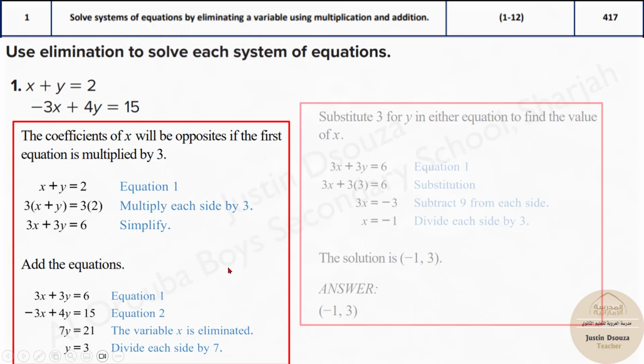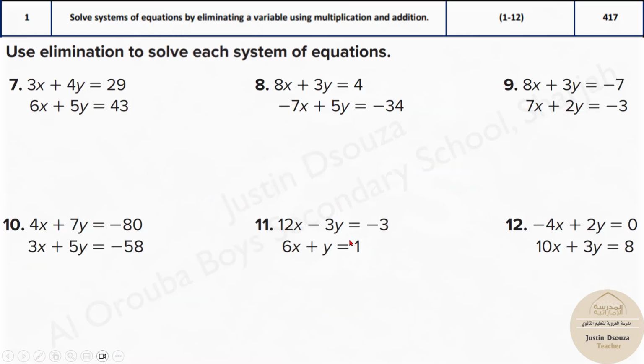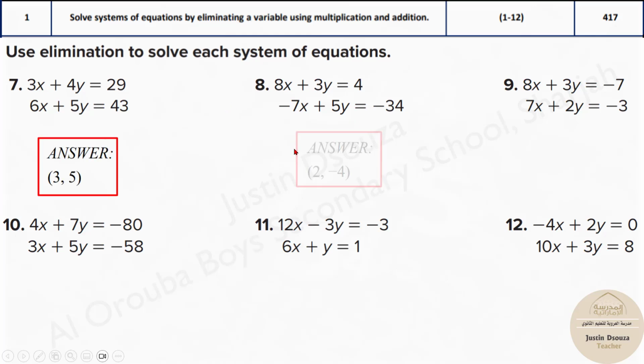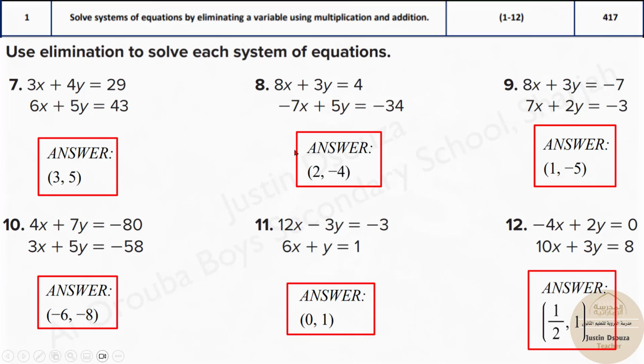If you want, the detailed explanation is also available over here. And please do solve these as well and then check the answers. So these are the answers.